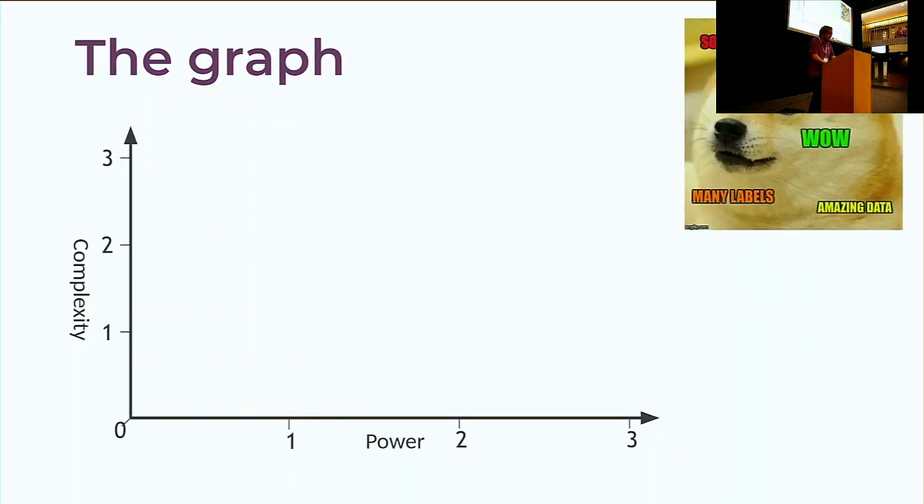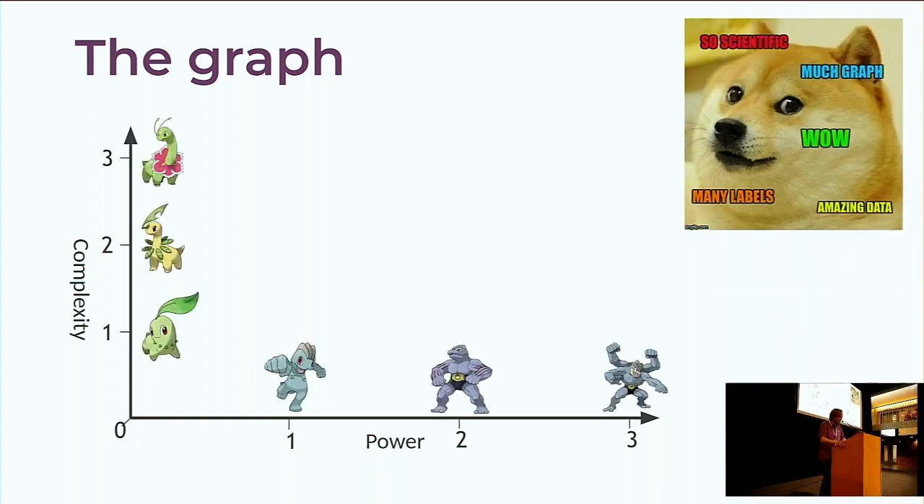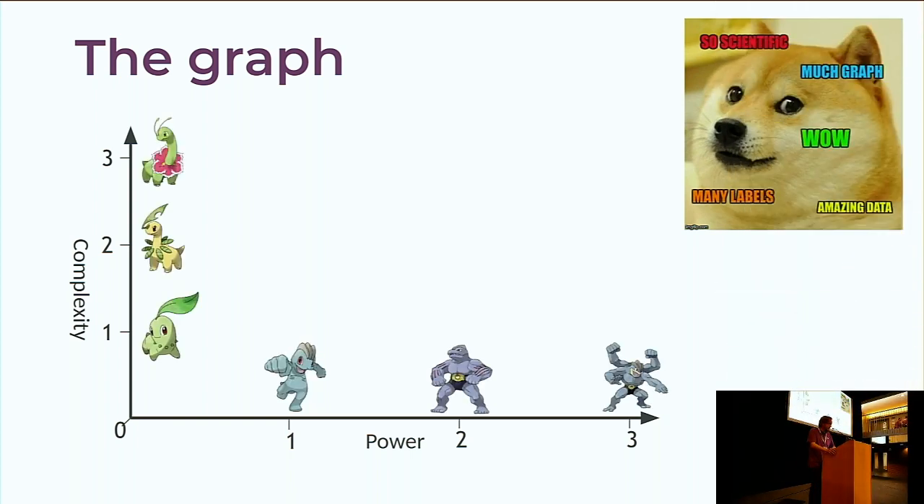On the north side, you will see very nice Pokemons. Those are used to somehow characterize the complexity of the implementation and the power that this implementation will give to you. It's very scientific, you know.